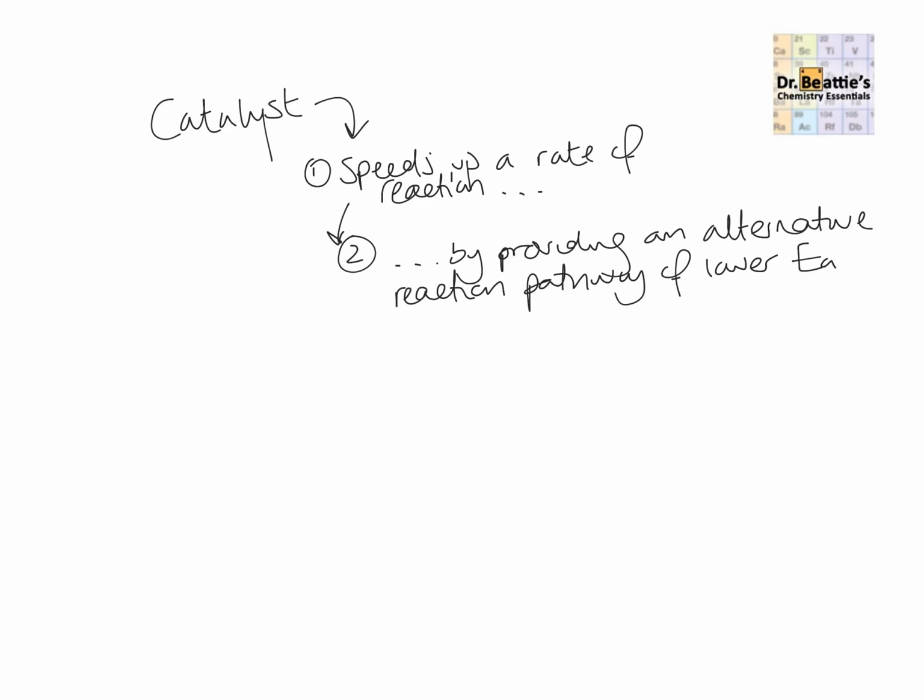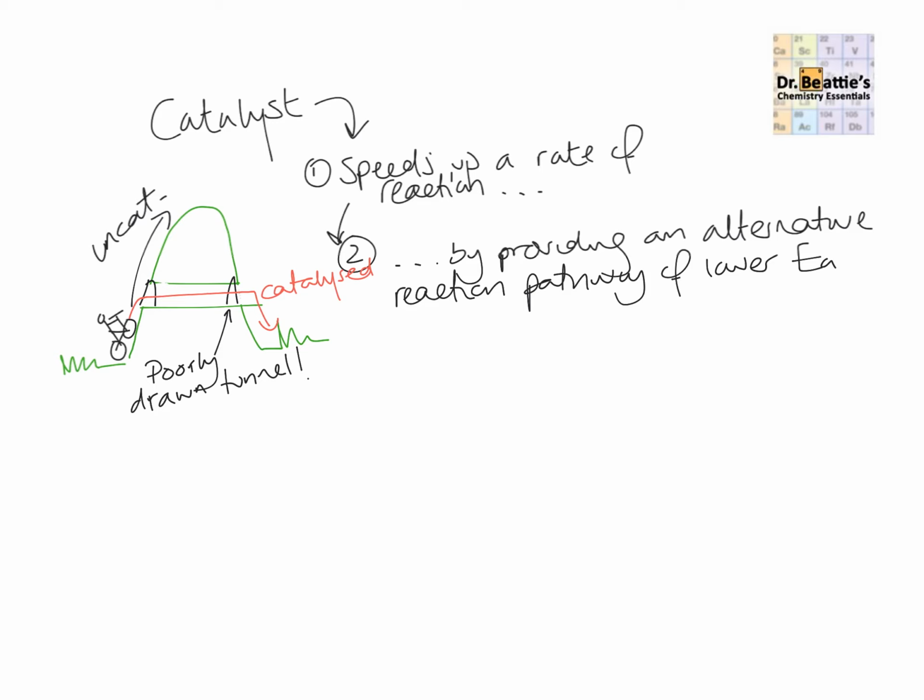And you can imagine this as basically riding a bike over a hill. And the catalyst basically does the job of creating a tunnel that goes straight through the hill, therefore requiring less energy to overcome it. And the final part of the definition is that the catalyst itself does not get used up.